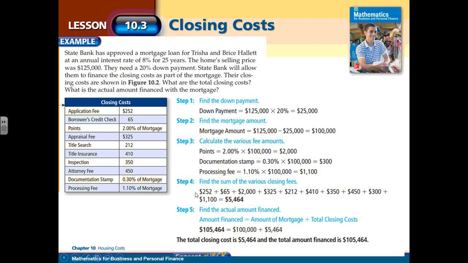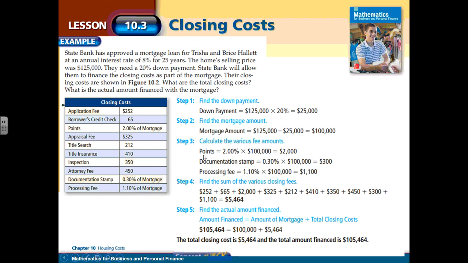So look, this is a 5-step process, so don't get bogged down. So the first thing we're going to do is we're going to find the down payment, and we want 20% down, so we take our mortgage amount, $125,000, times the 20%, and we get $25,000. Then step number 2 is to find the mortgage. So we take the $125,000 minus the $25,000, and it's $100,000. We're borrowing $100,000.